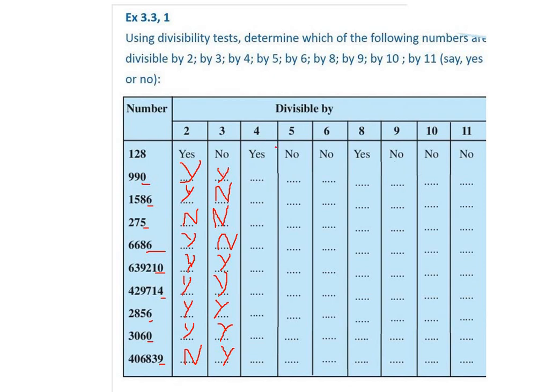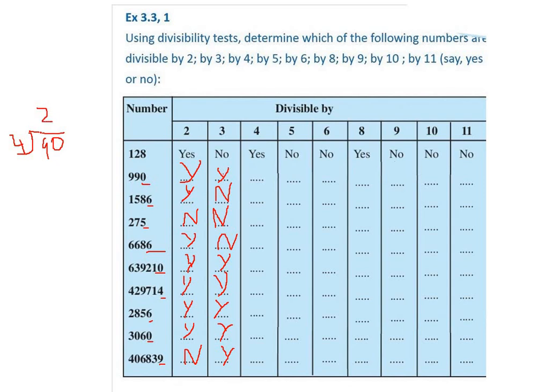In the similar manner, now let's check out the test of divisibility of 4. For 4, we need to divide the last two digits. So let us start. The last two digits are 90. So we are going to divide 90 by 4, writing 90 here and starting the division by 4.